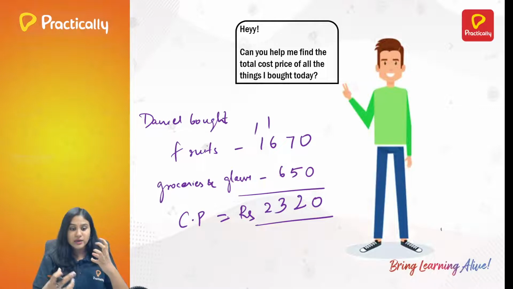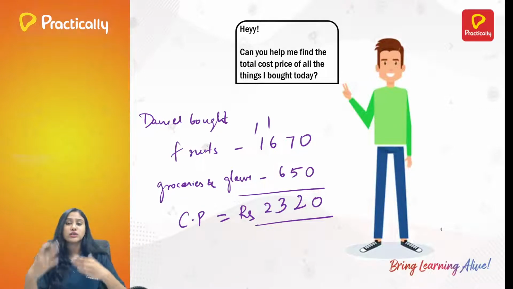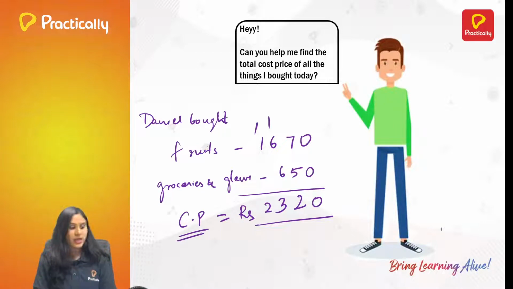So we can put CP is nothing but cost price. We need not write cost price every time. You can just denote like CP, okay? Right. So the cost price of that particular day for Daniel, it was rupees 2320. Chalo, cost price is done. What is the next step?